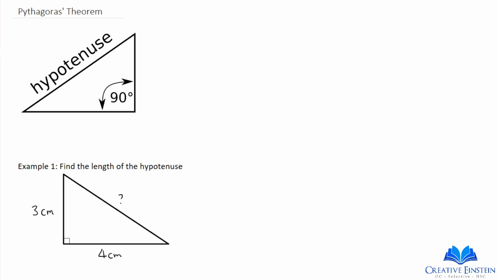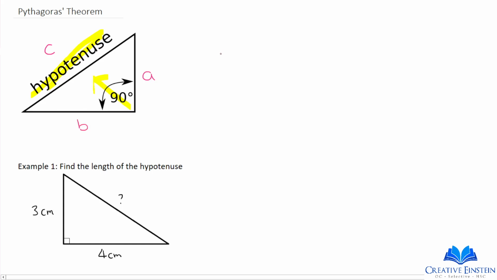Hi everyone! In this video we're going to be looking at Pythagoras Theorem, which is a theorem linking the sides of a right angle triangle. So the first thing you need to know is the hypotenuse. The hypotenuse is the side that is opposite the 90-degree angle, and normally we call this side C. The other two sides we call A and B, it doesn't matter in which order.